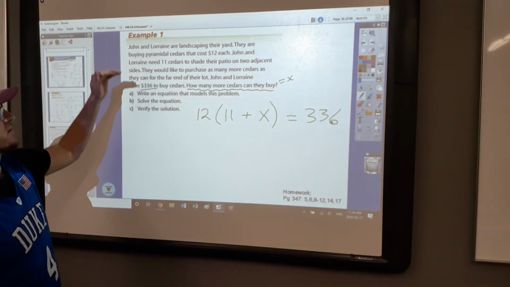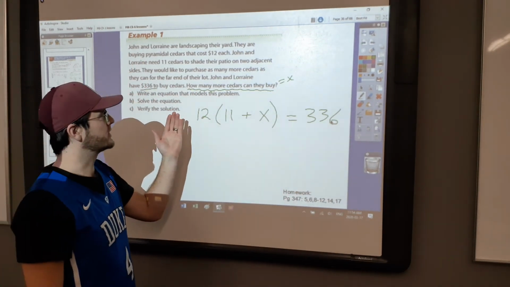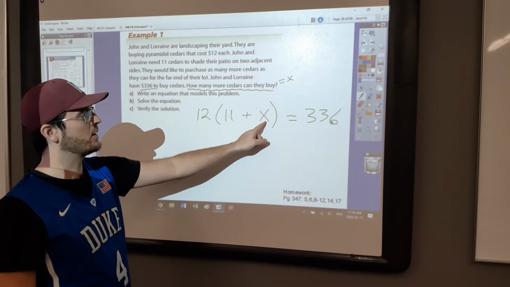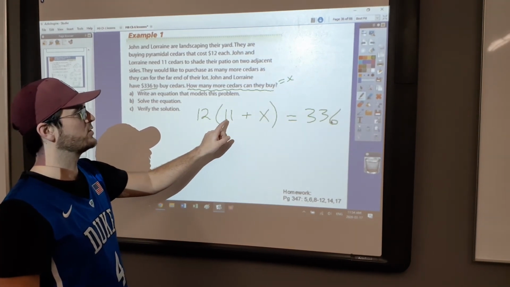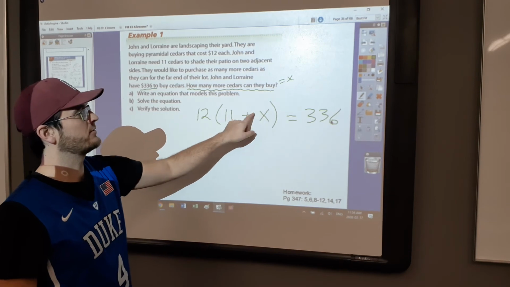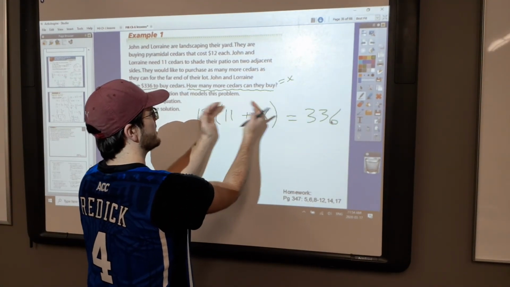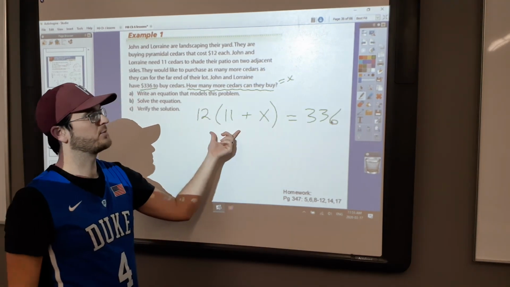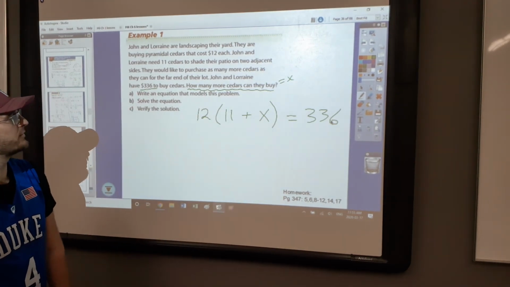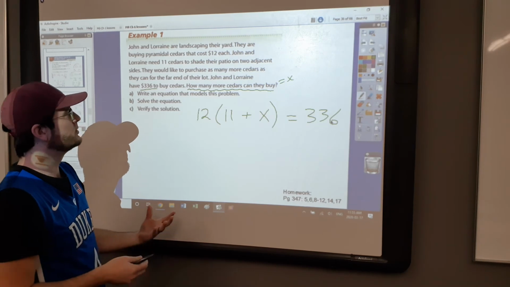You want to read through this a couple times just to wrap your head around it, but it's $12 per tree. Don't know how many trees they need, but they do have 11 already, so we're trying to find the extra amount, and so that's where the brackets come in. However many they decide is going to be multiplied by 12. That's where the brackets come in. Okay, so a little bit of a tricky one to set up, but once we do, we can take our pick.